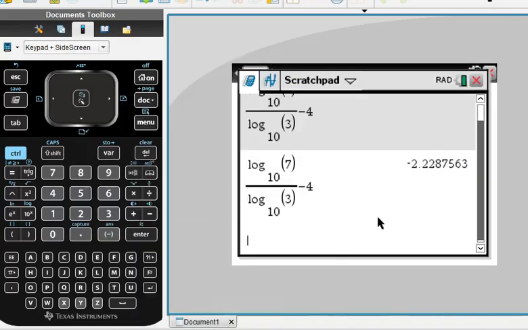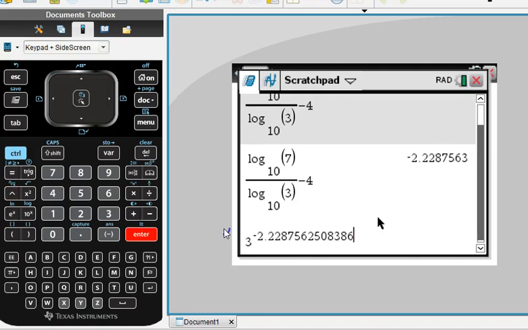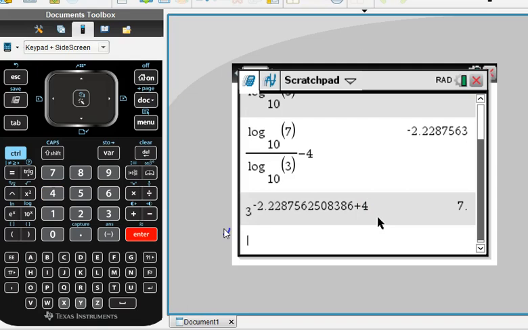If I were to check this, I would just put 3 to the, and then go up and grab this number, plus 4, and that should give me 7. Perfect. Okay.